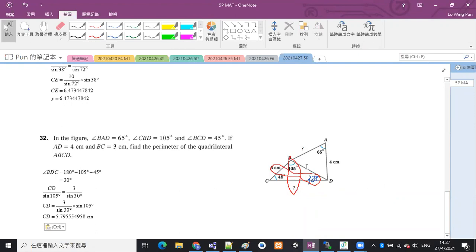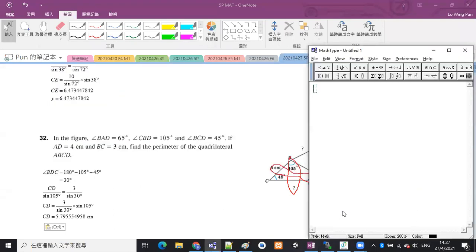Yes. We also need to find the length BD. We also need to find AB, but in triangle ABD, we do not have angle D here. Okay, and we do not have BD. So what we can find is the length of BD first. From this triangle BCD, we are going to use another round of sine formula to find the length of BD.